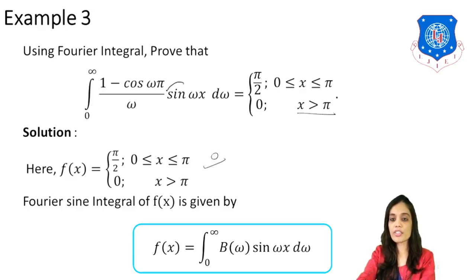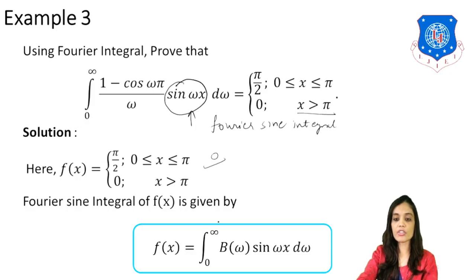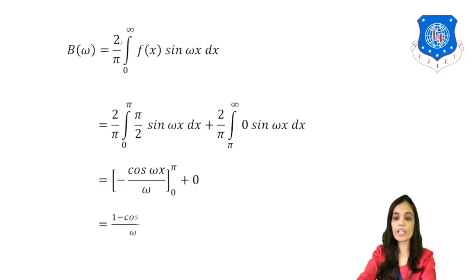Now in this you can see from this term that we have to find the Fourier sine integral, right? So we have to use the following formula, that is f(x) is equal to the integration 0 to infinity of b(omega) sin omega x d omega. So now let us start finding our b(omega). The formula is 2 upon pi integration 0 to infinity of f(x) sin omega x dx. Just put the value of f(x) firstly.